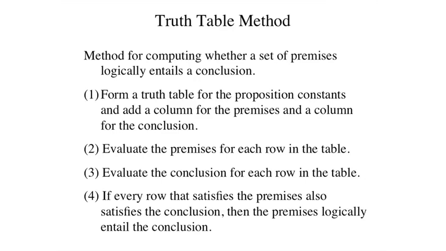One way of determining whether or not a set of premises logically entails a possible conclusion is to check the truth table for the proposition constants in the language. This is called the truth table method. First, we form a truth table for the proposition constants and add a column for the premises and a column for the conclusion. We then evaluate the premises, we evaluate the conclusion, and we compare the results. If every row that satisfies the premises also satisfies the conclusion, then the premises logically entail the conclusion. Otherwise, they don't.